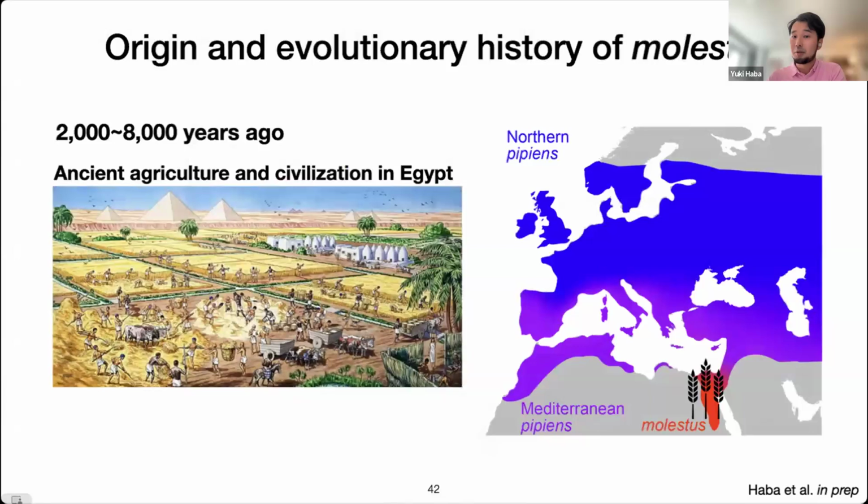Thus, our genomic data show that the Egyptian molestus split from nearby Mediterranean pipiens thousands of years ago, coinciding with the rise of agriculture and civilization. Then, the primarily above-ground molestus might have first gradually colonized the Mediterranean region.